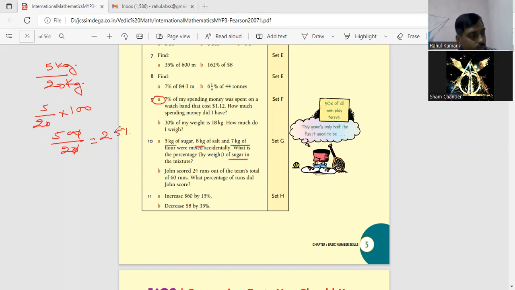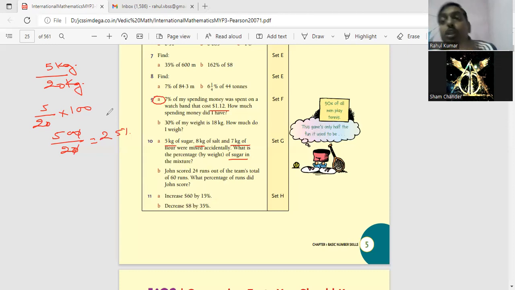Okay. So since it's a decimal, first we'll convert it into a fraction, sir. So 1.12 will be 112 under 100, sir. Then, sorry, sir, I'm doing something wrong, sir. Do you understand the question? What it says? It says 7% of my spending money was spent on a watch band that cost 1.12. How much spending money did I have, sir?